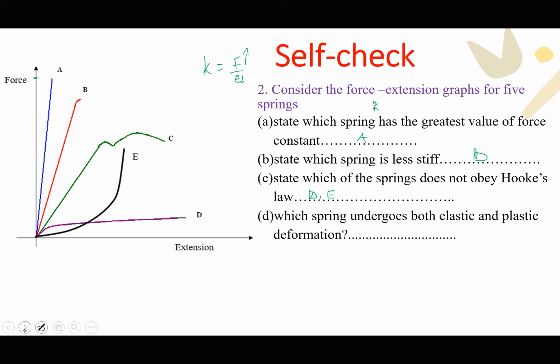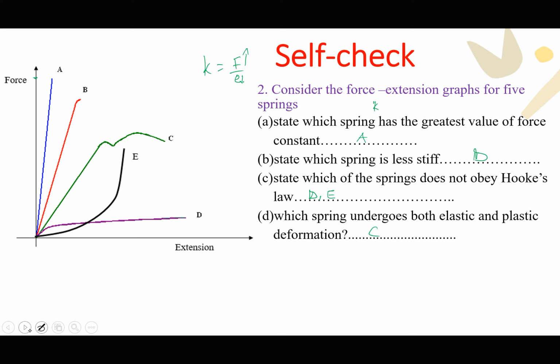Which spring undergoes both elastic and plastic deformation? The one which undergoes both elastic and plastic deformation is automatically spring C because initially it is a straight line, then it undergoes plastic deformation. Okay, I think that one is a good exercise for us to understand the meaning of stiffness, plastic, and elastic deformation.